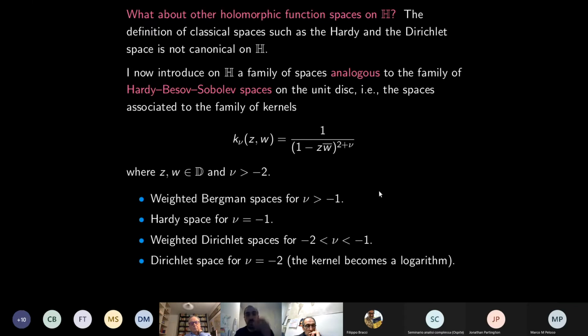And actually, we also have the Dirichlet space, which is the limit case for nu equals -2. And so the kernel is not this one, but it becomes a logarithm. So now I'm going to introduce and describe a family of function spaces on the triangle, which is analogous to this one.